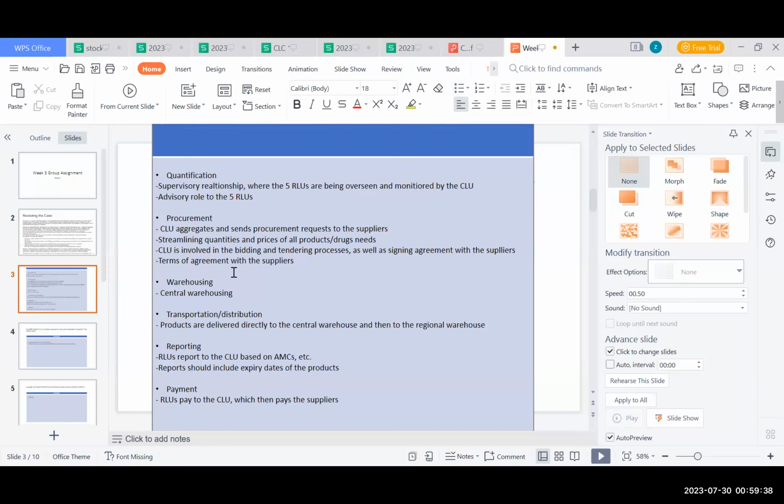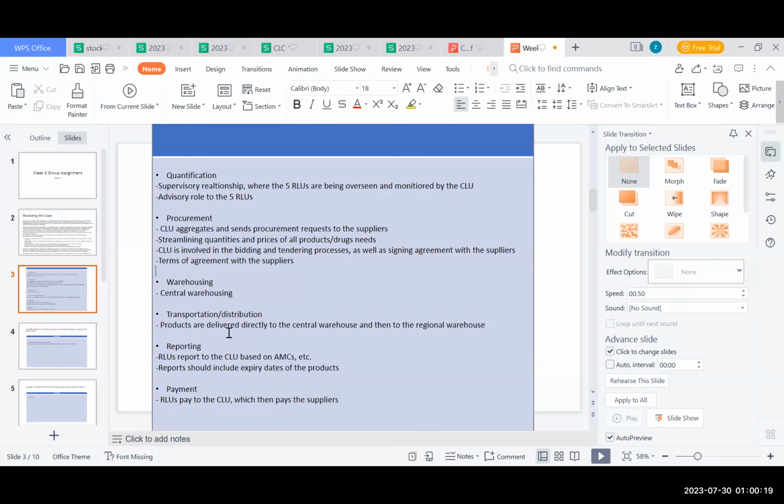They will also have terms of agreement with the suppliers on behalf of the regional logistics unit in terms of the procurement. And then under warehousing, we chose central warehousing to be conducted, but from the central warehouse, drugs that have been procured based on the needs of the different regional logistics units are being sent to that particular warehouse, because we suppose that there are other regional warehouses at the various locations of the RLUs. So under transportation, products are delivered directly to the central warehouse and then to the regional warehouse.